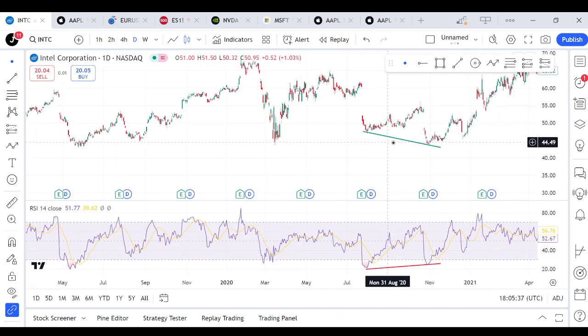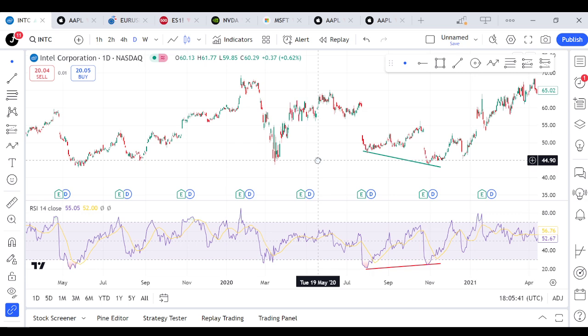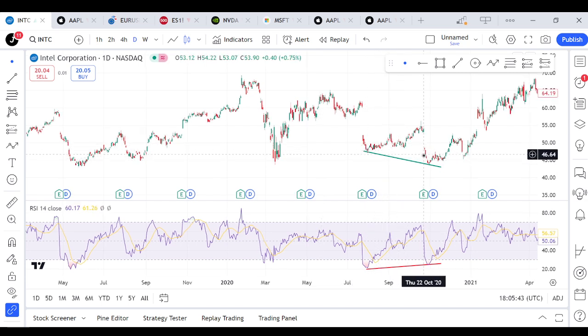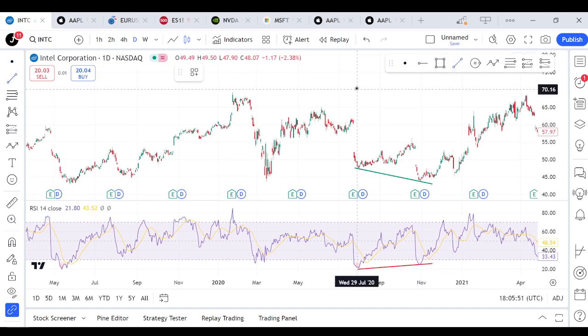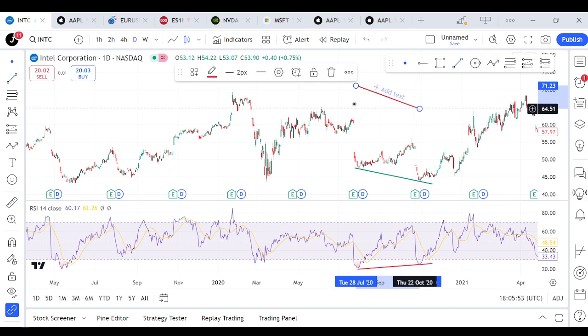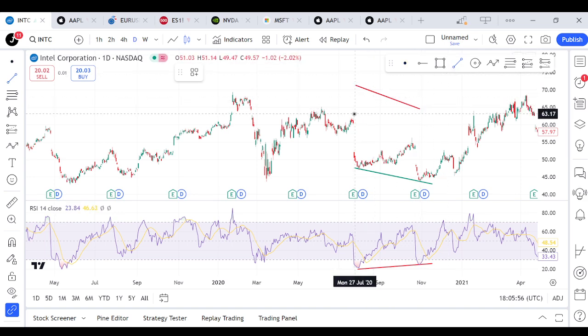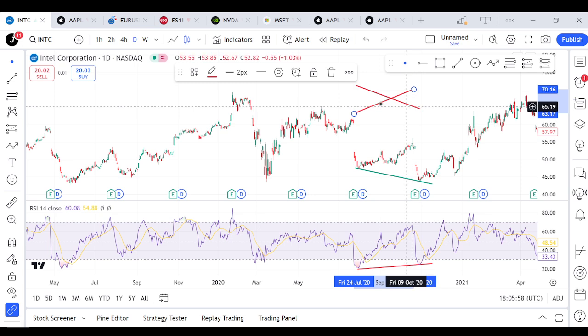This is just the opposite of this right here. The bearish divergence is the opposite of this bullish divergence, where you have the RSI creating lower highs, but price creating higher highs. So we should be looking for a bearish push in price.